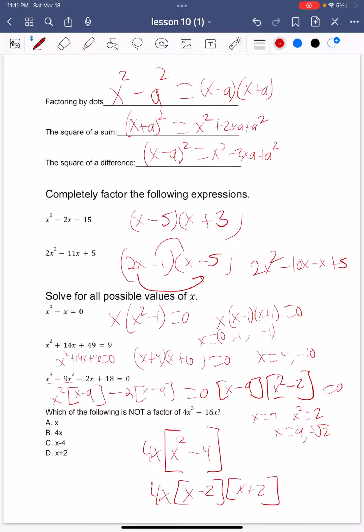So clearly 4x is a factor, and x plus 2 is a factor. And x is also a factor, but it's just not one of the greatest common factors. For instance, if we factor out an x, we're still left with 4x squared minus 16. So it is a factor, but when you fully factor it, that's not one of the terms that appear. x minus 4 is definitely not a factor, however.